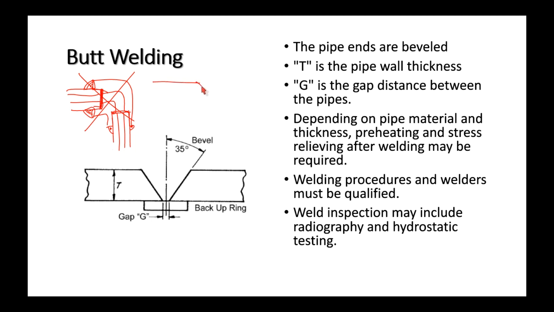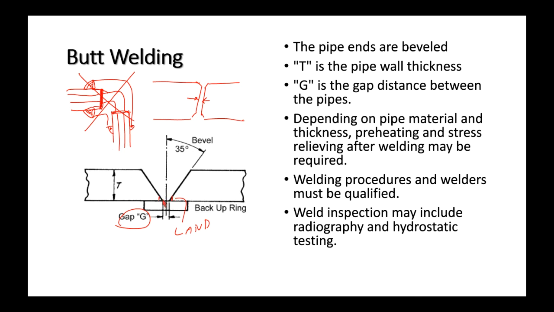But butt welding is when we take the pipe, we bevel the end of it, we leave a little bit of a gap. Okay, the gap is G. So there's a little bit of a gap there. And we might also grind the surface a little bit. If we grind the surface, that's called a land, L-A-N-D. And the land is there to help prevent burn through.